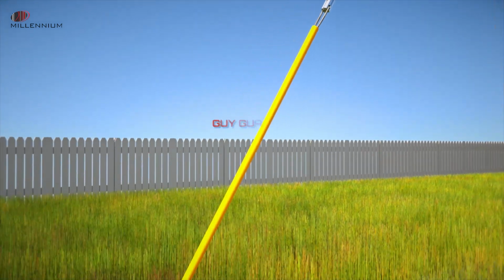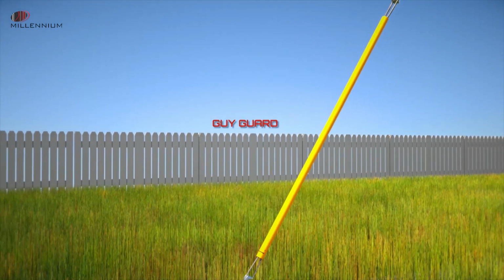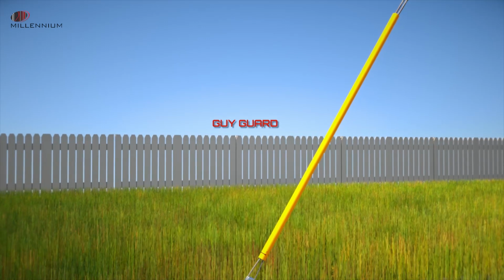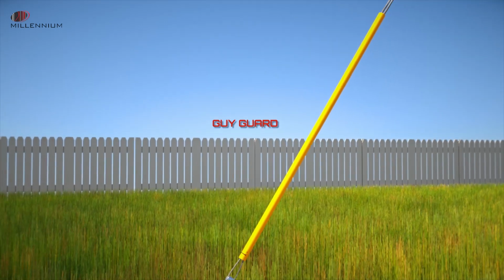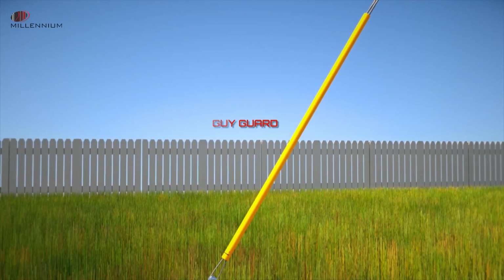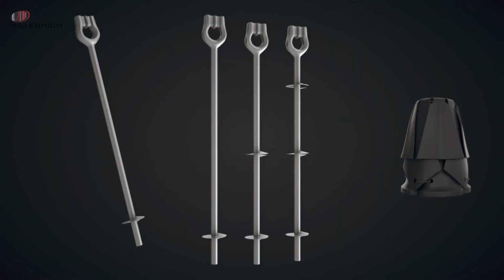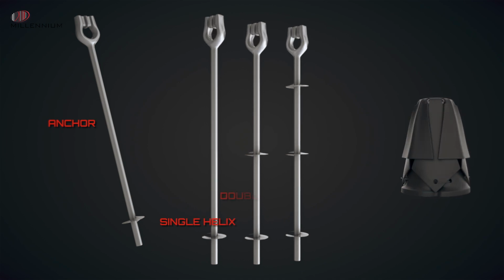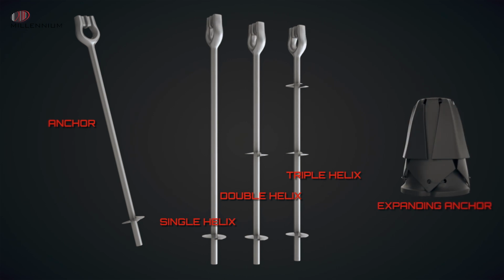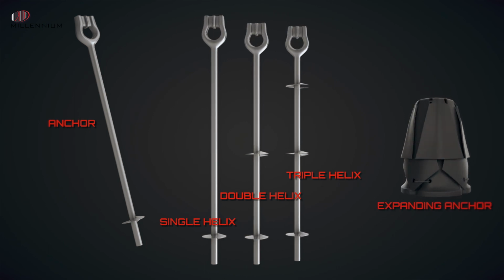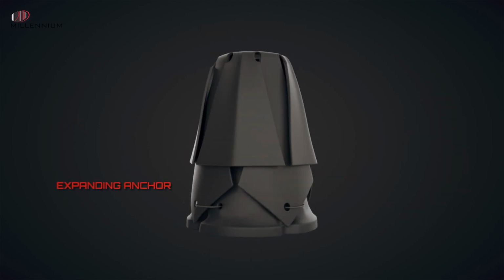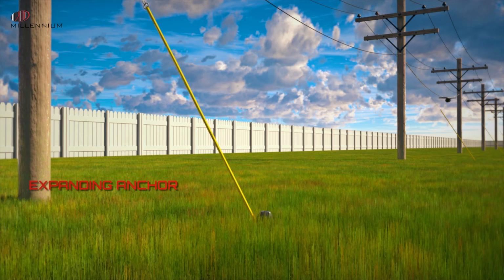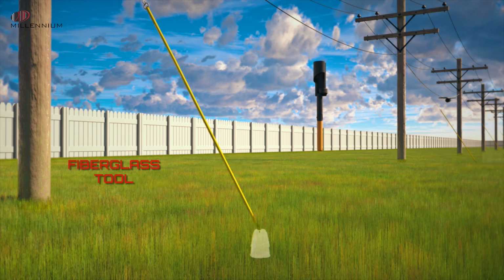A guy guard is designed to identify downed guys or other wire and cable installations where anchoring devices are exposed to pedestrian and/or vehicular traffic. An anchor is used to secure the guy wire into the ground. There are multiple different types of anchors that are decided on based on the different types of soil. The different types are single helix, double helix, and triple helix. An expanding anchor can also be used. Once placed in a hole, a fiberglass tool unlocks it and thus expands it.